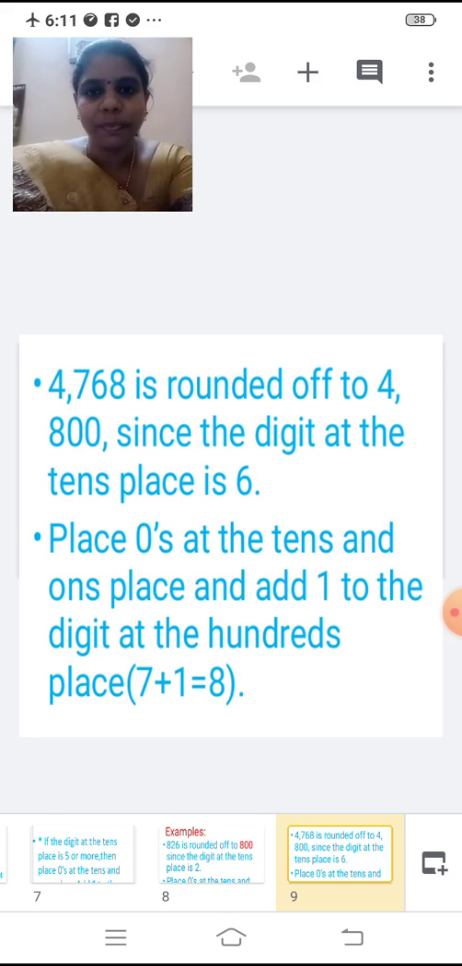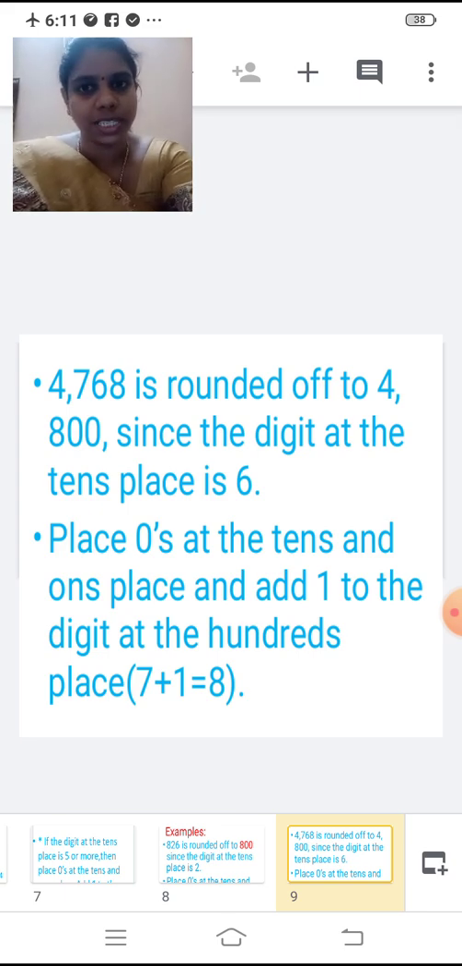So 4,768 is rounded off to 4,800. Let me repeat. 4,768 is rounded off to 4,800, since the digit at the tens place is 6. If it is 5 or more than 5, place zeros at the ones and the tens place and add 1 to the digit at the hundreds place.